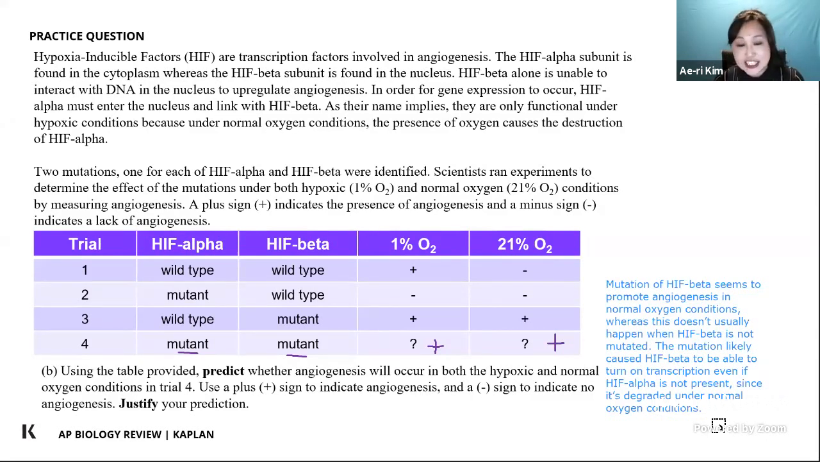Okay. It is constitutively active. If you were to use the words constitutively active, that would be another really good scientific way of explaining what's going on with the HIF beta mutation.